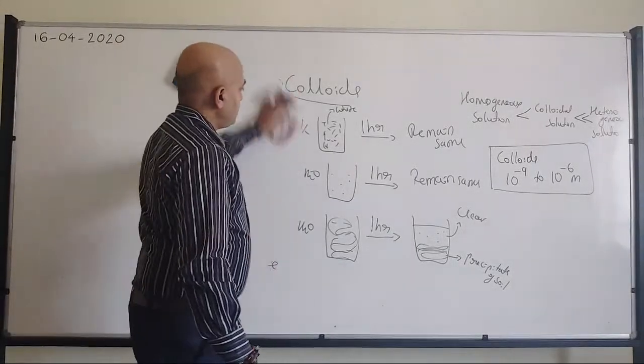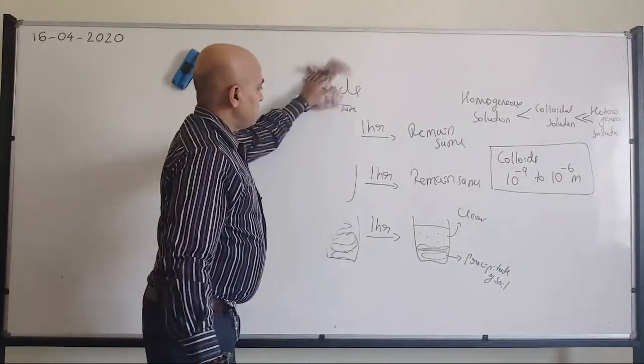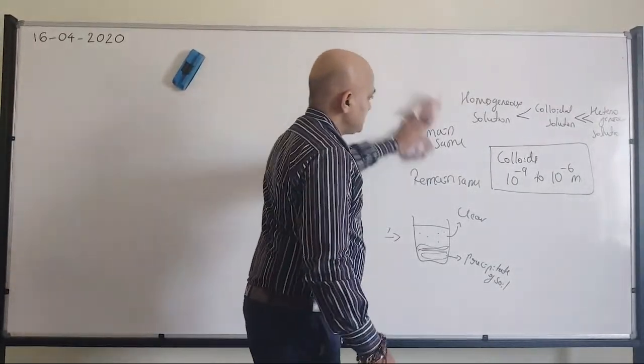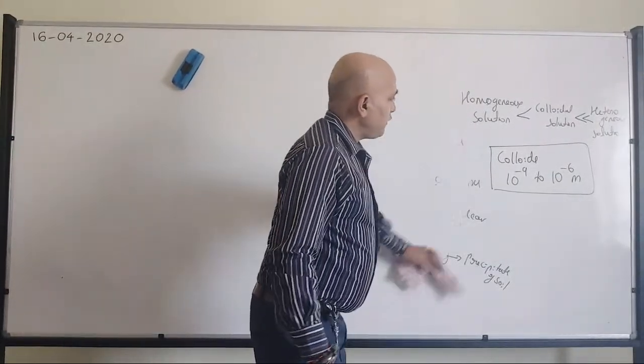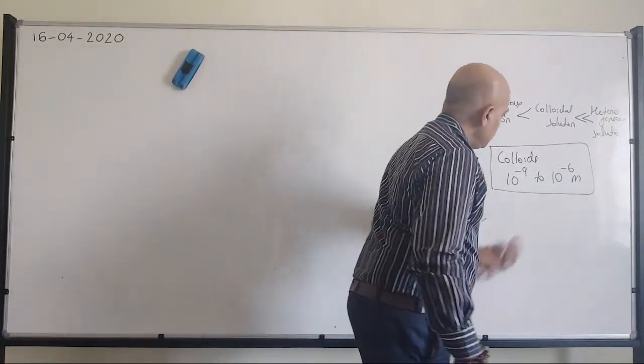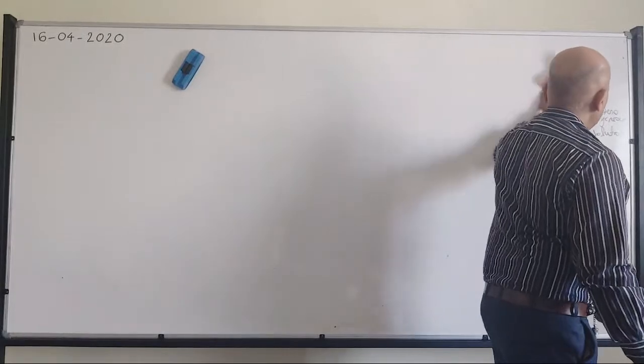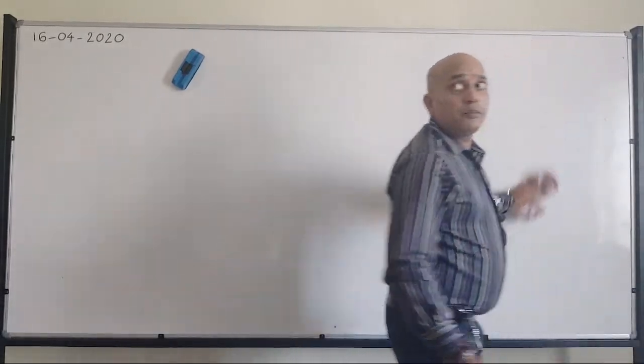Now a very important point here is the size of the colloidal particles. Which is that? The range, it ranges from 10 to the power of minus 9 to 10 to the power of minus 6 meters. Okay? Anything above this?